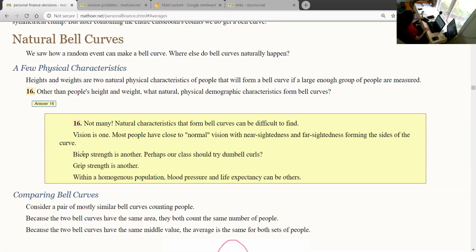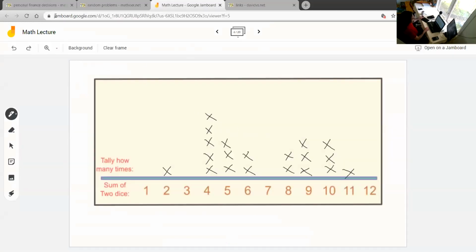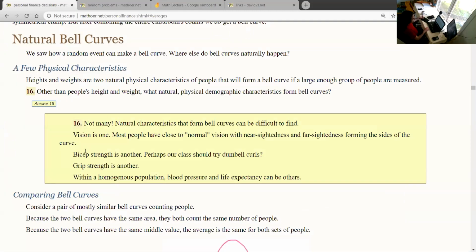Bicep strength works. If we all got a dumbbell and counted how many dumbbell curls we could do, with a small class like this, again, we're just not going to have enough information. But if we had lots of people measuring their bicep strength, then there would definitely be an average and then the bell-shaped curve to either side. Grip strength is another. And if your population is homogeneous, there hasn't been a lot of immigration or emigration recently, then blood pressure and life expectancy will be two others.